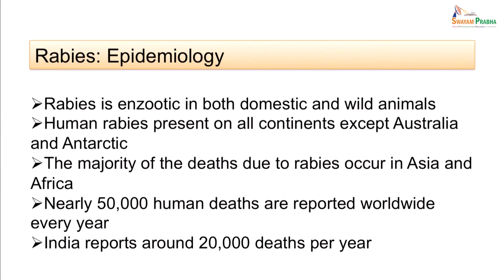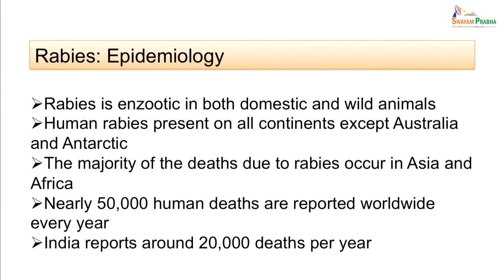Now, rabies is enzootic in both domestic as well as wild animals. So, human rabies is present in all the continents except Australia and Antarctica. There are about 50 countries where there are no reports of rabies, because of geographic isolation, or because of the control of rabies in domestic animals, or because of strict quarantine measures. The majority of the deaths due to rabies occur in Asia and Africa. Nearly 50,000 human deaths are reported worldwide every year.